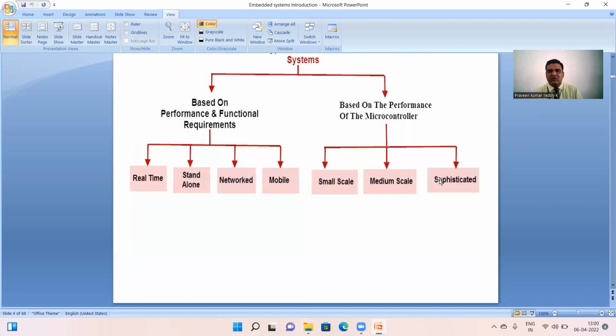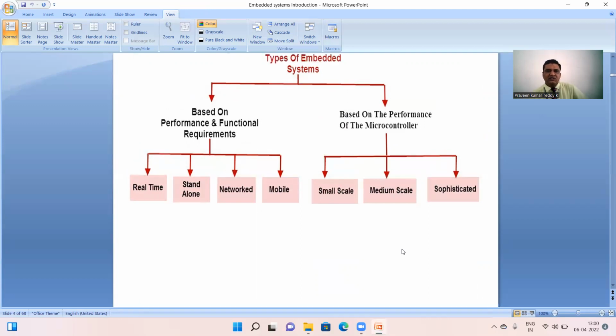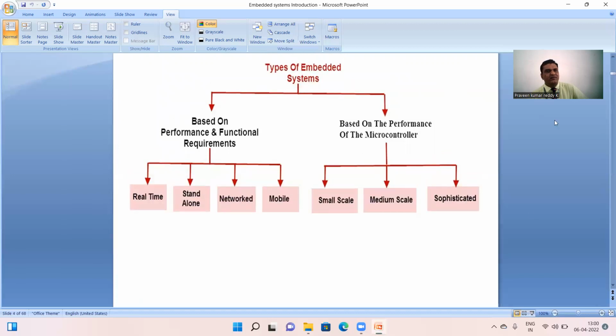That is, based on the performance of the microcontroller, we have sophisticated, medium scale or small scale microcontrollers. We also have to consider the economy when we design something, because sophisticated processors with more facilities will cost you much. So you should see the economic balance between your design and the market price of your product. Considering all these factors, you will have to select the microcontroller. So that is how things are classified.